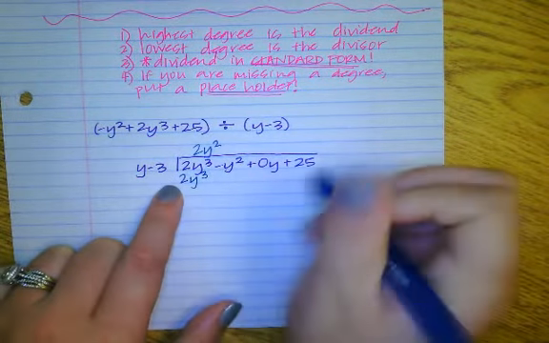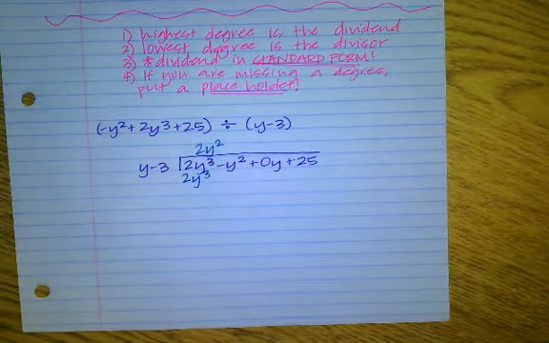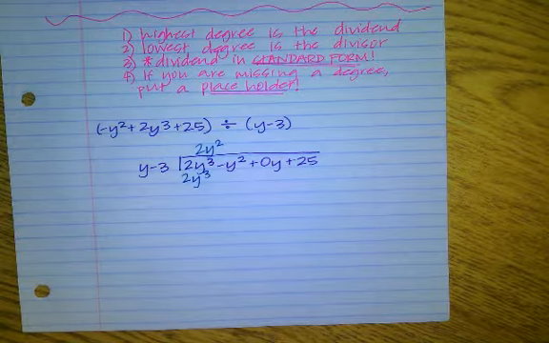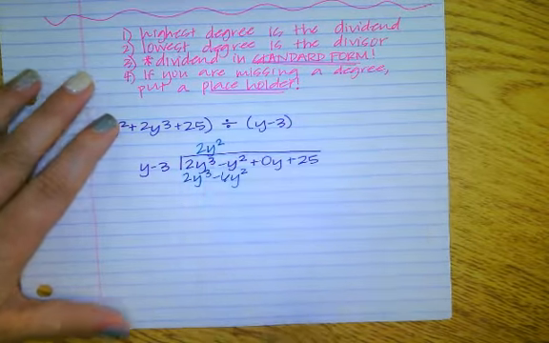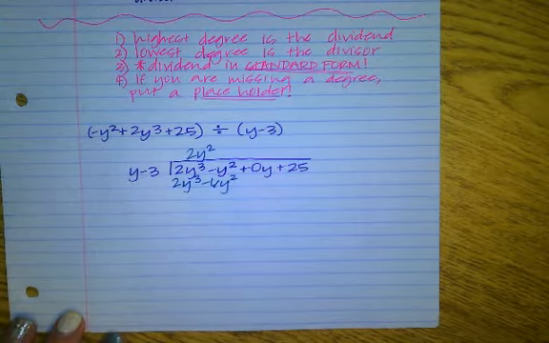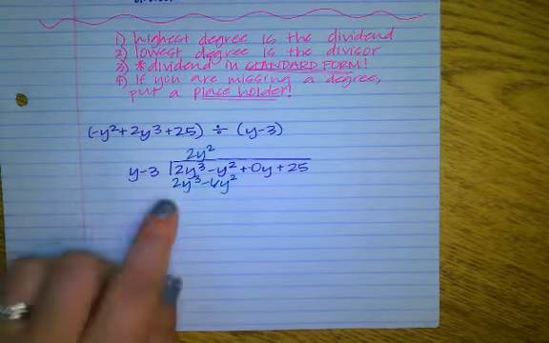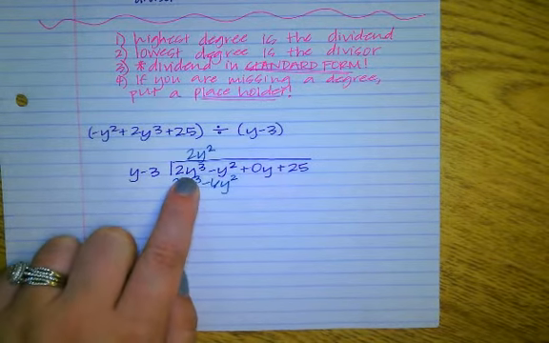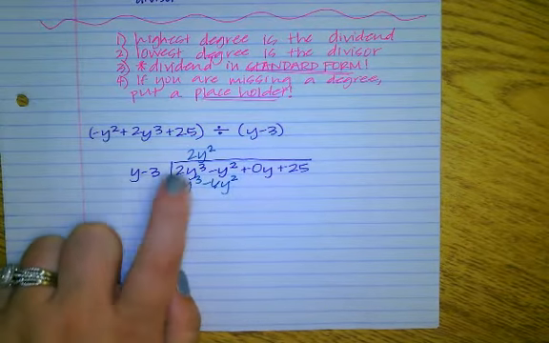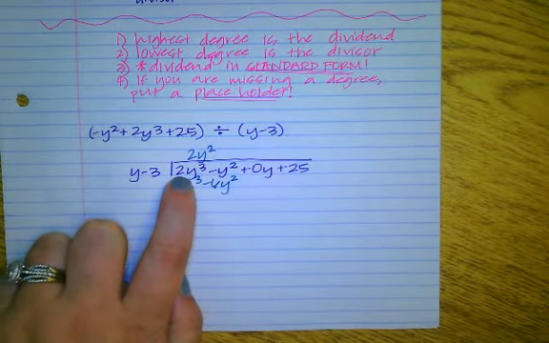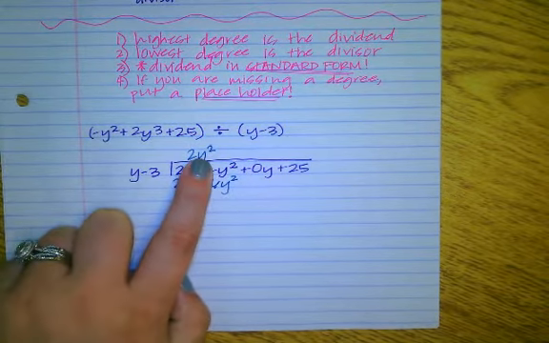2y squared, sorry, not 2y squared minus 3. 2y squared times negative 3. Negative 6y squared. Okay? So all we are trying to do is get rid of this first term. And so we're trying to figure out what do I multiply y by to equal 2y cubed. And that was 2y squared.